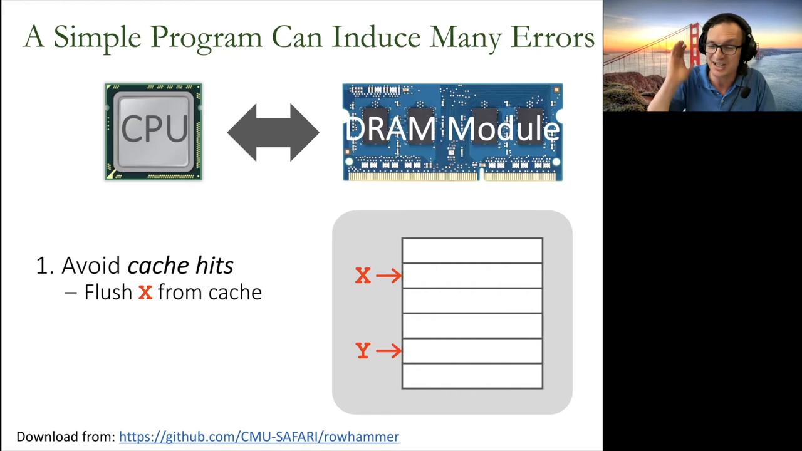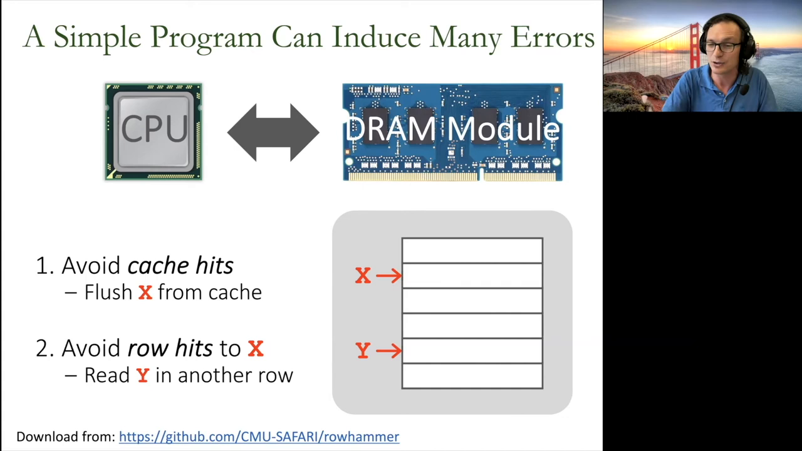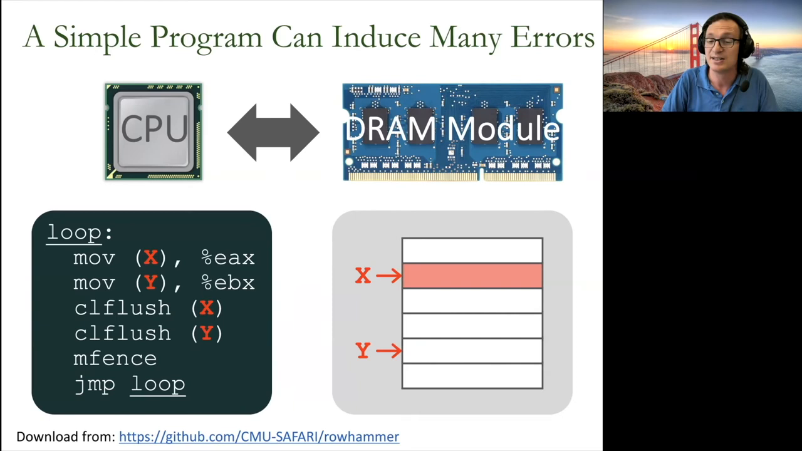You need to avoid the row buffer as well. And you know all of these structures by now. You need to avoid all kinds of caching in the system so that you access rows X and Y in the system. And this simple program does it, actually. You need to select the addresses X and Y carefully, of course. Okay? Actually, you can eliminate the MFENCE. Ignore what that is for now. But Google, in their program, eliminated it later on. This is our original program from 2014.